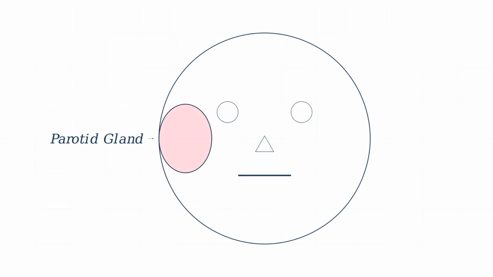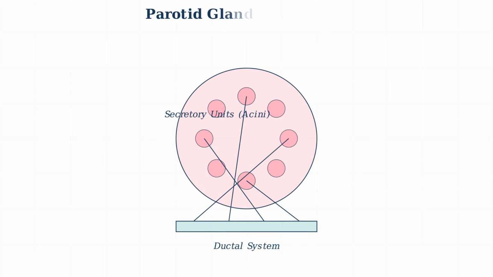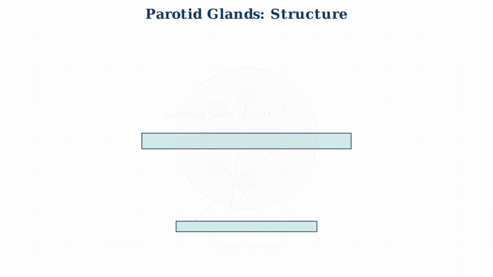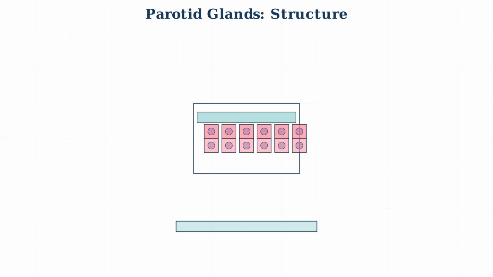The parotid glands are major salivary glands located near the ears. Looking closer at the structure of the parotid gland, we can see it contains secretory units called acini. The parotid gland's ductal system contains stratified cuboidal epithelium, which is critical for its function. This epithelium shows distinct layering of cells. The apical layer faces the lumen, while the basal layer sits beneath.